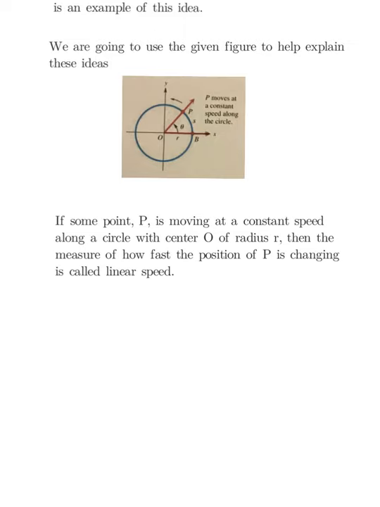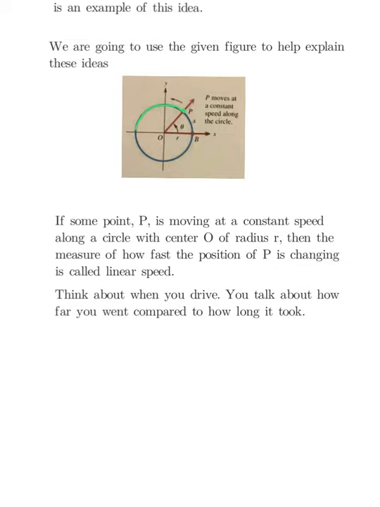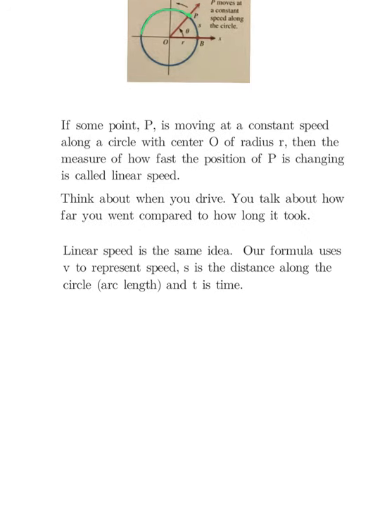If some point P, and here's P on our circle, is moving at a constant speed along the circle, so if it's moving along here, just the P, around the edge of that circle, then the measure of how fast P is changing is called the linear speed. Think about when you drive. You talk about how far you went compared to how long it took. I drove 25 miles in 10 minutes. Linear speed is the same idea.